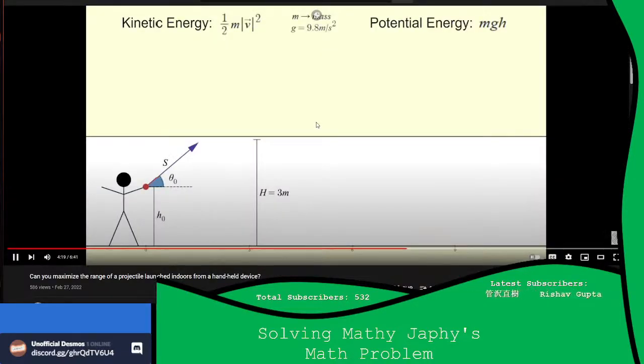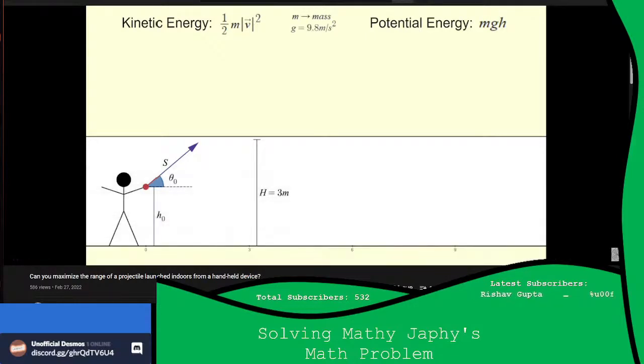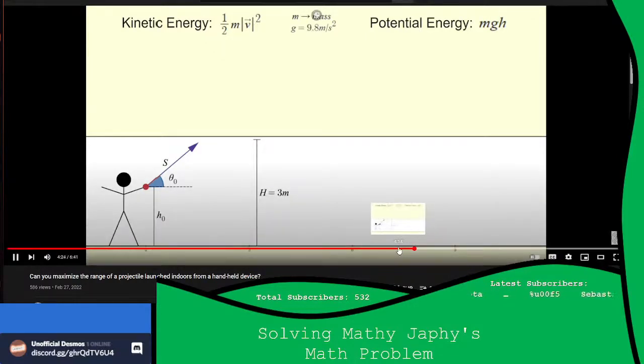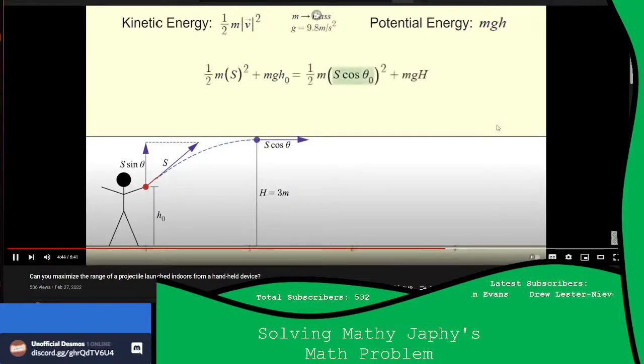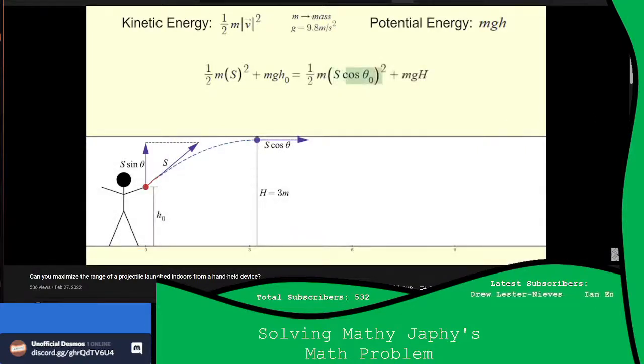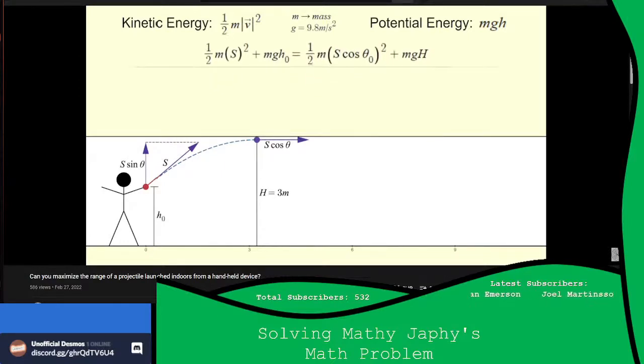The gravity of Earth times height. Since air resistance is not a significant factor, the sum of these two energies at any point in the flight will be very close to constant. So we can equate the total energy at the starting point, where the speed is s and the height is h0, with the total energy at the point where it reaches its maximum height, where the speed is s cosine theta naught, and the height we can say is capital H because that's what we need it to be.